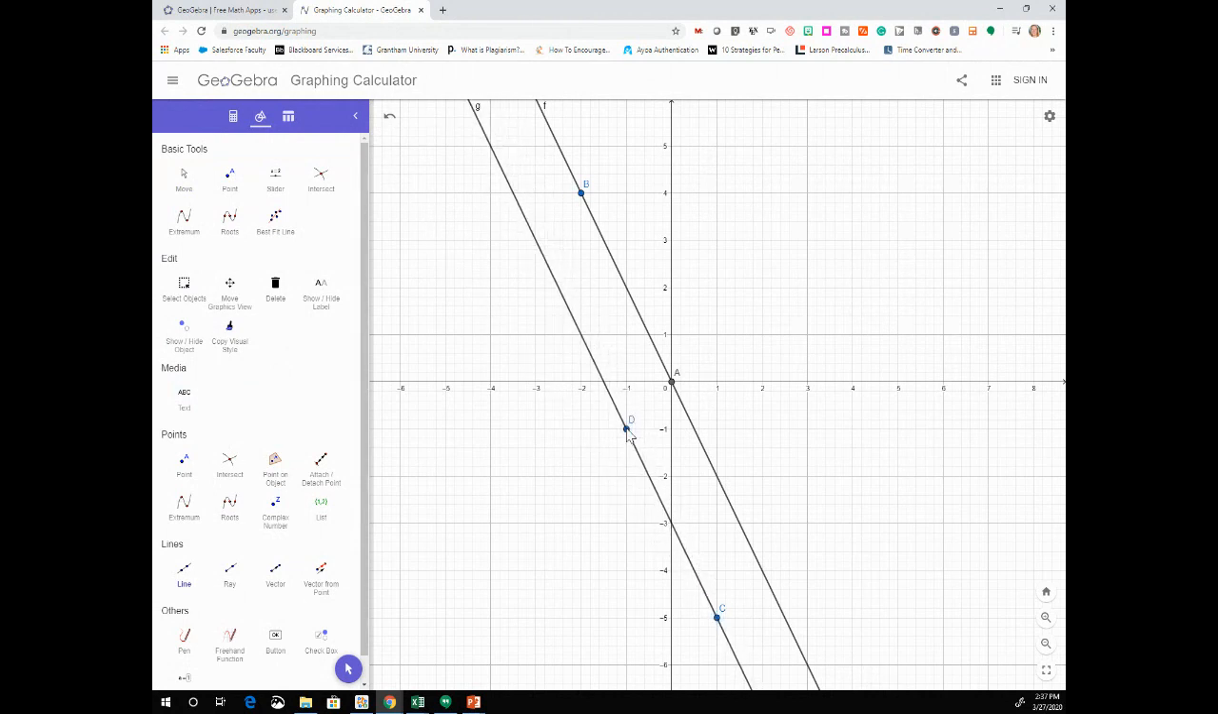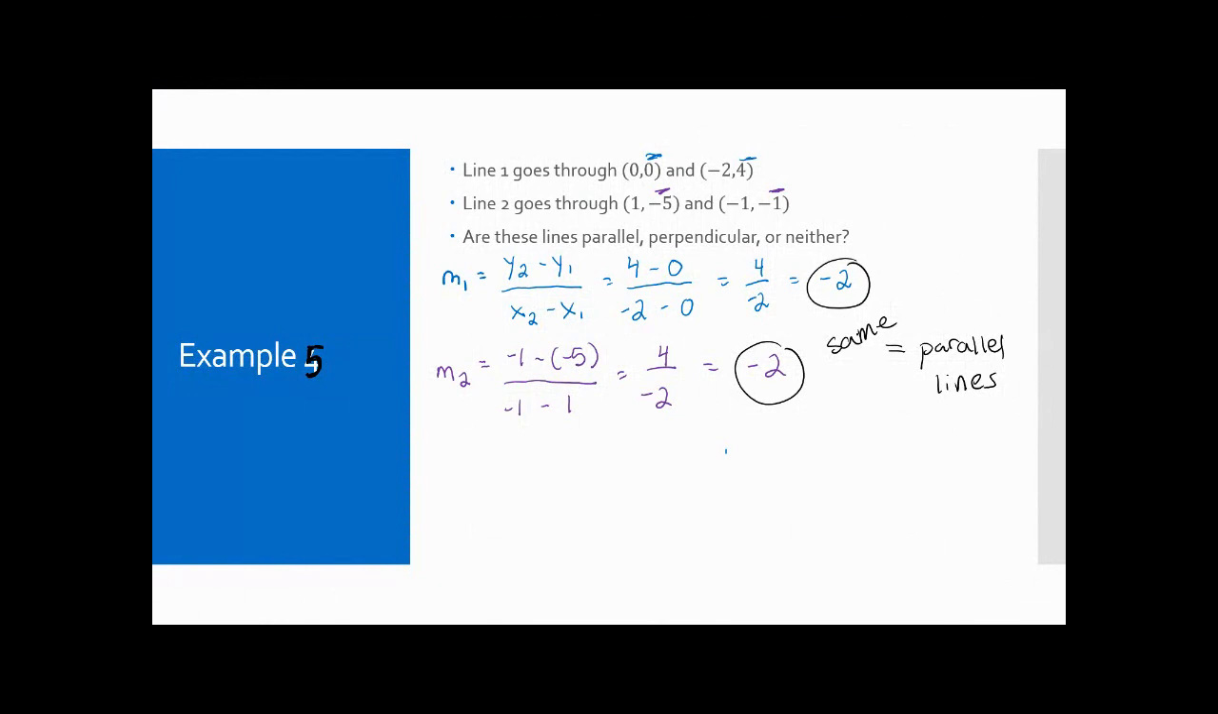So that's right. You can see that they have the same steepness there. They're not crossing. That's what it means to be parallel. They're basically going at the same angle here. So those are parallel lines. And that's what we got when we found the slope here. We got the same slope using this formula.